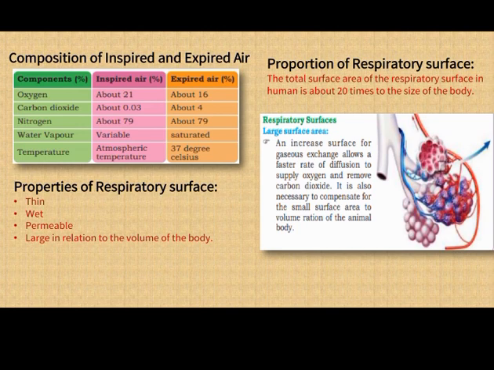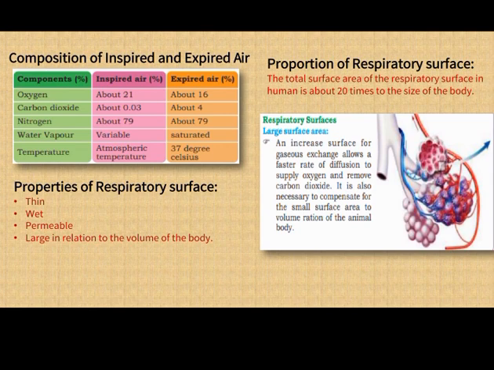Composition of inspired air and expired air. This chart shows the percentage of oxygen, carbon dioxide, nitrogen, and water vapor in your inspired and expired air, and also the temperature. The air you inspire contains about 21% oxygen, 0.03% carbon dioxide, 79% nitrogen, and a variable amount of water vapor.